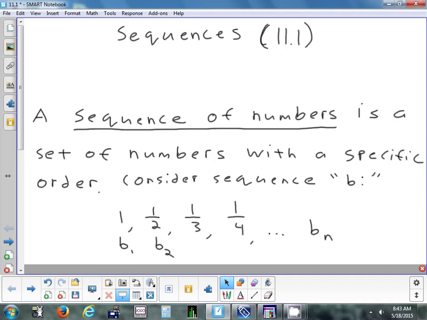Some sequences are infinite. Some sequences are finite. Finite means it has a starting term and a stopping term. You could count how many terms there are. Infinite means it goes on forever.